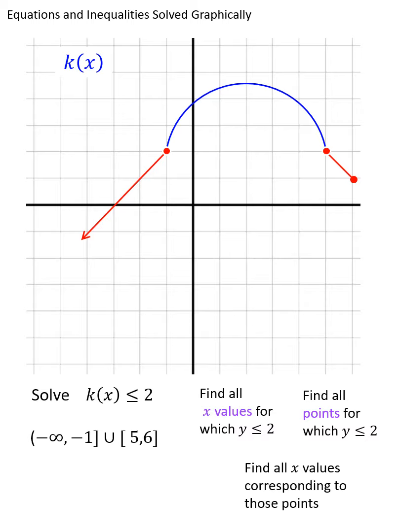And all x values, notice the right half of the graph in red, all x values from 5 through 6, including 5 and 6, also satisfy the equation.